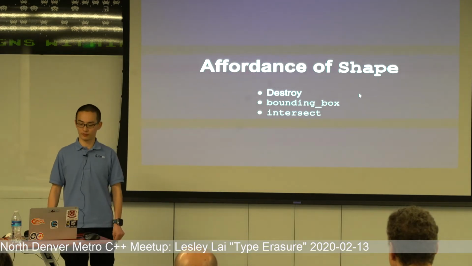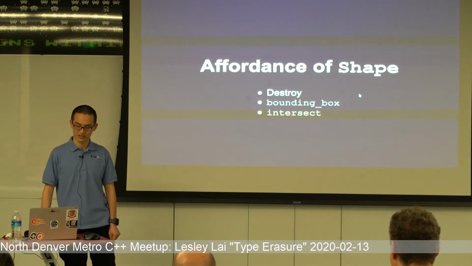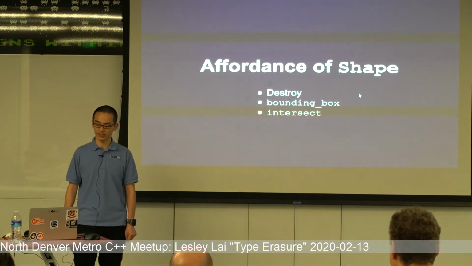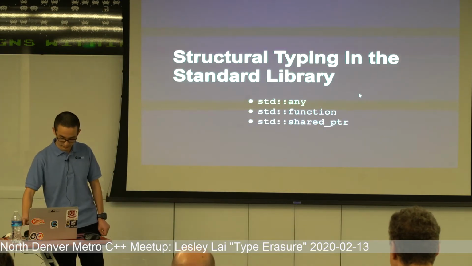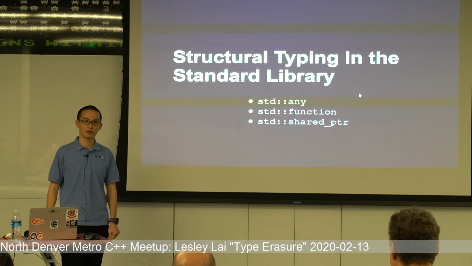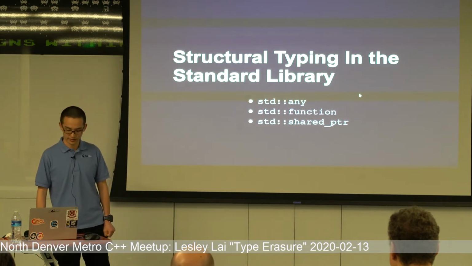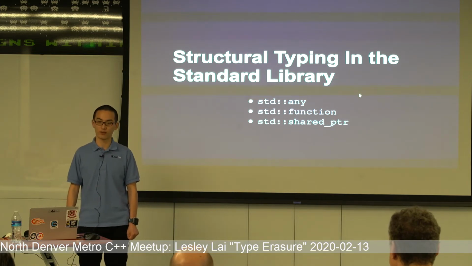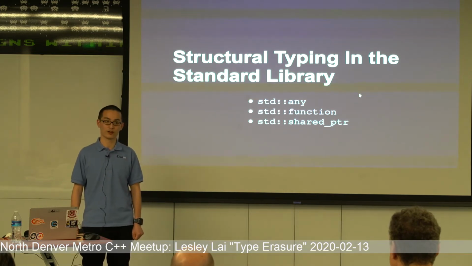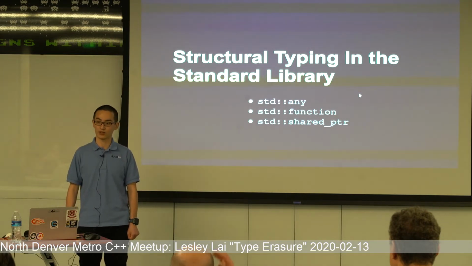So as we said before, Shape has 3 virtual functions, and here it's 3 affordances, which are destroying, getting the bounding box, and intersecting with a ray. There are a bunch of standard library types using structural typing: std::any, std::function, std::shared_ptr. The first 2 are not surprising. The third one is type erased because of the allocator.